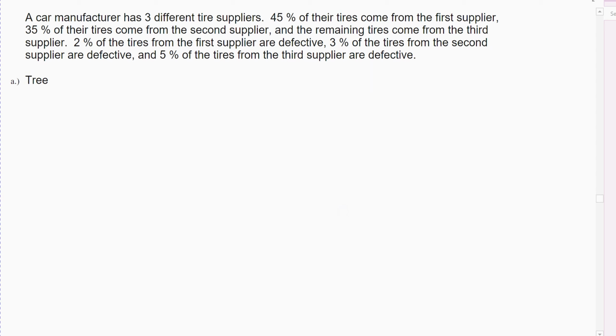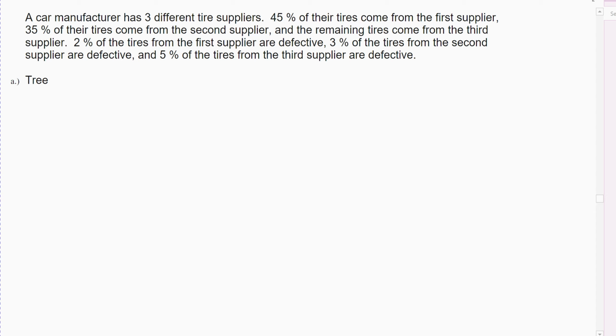A car manufacturer has 3 different tire suppliers. 45% of their tires come from the first supplier, 35% of the tires come from the second supplier. The remaining tires come from the third. So again, we have 100% of our tires. All right, so if 45 come from the first, 35 come from the second, that's 80% of the tires. That means 20% come from the third guy. They didn't say that, but I know that should add up to 100.